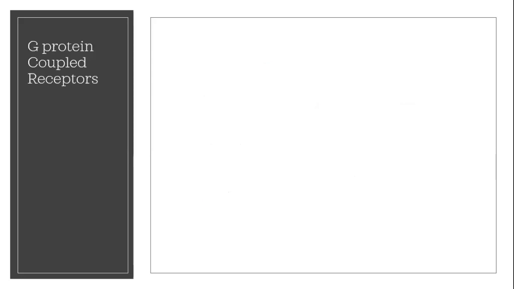Let's go to the next type of receptor. This is the G protein coupled receptor. Now, as I have told you, this is a receptor that is coupled with a protein that has GDP attached to it. This GDP controls the function of the protein. Before we go to the G protein that is attached to this, let's see what this receptor is.